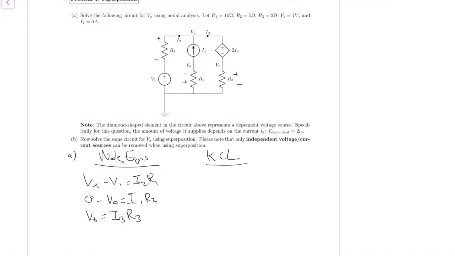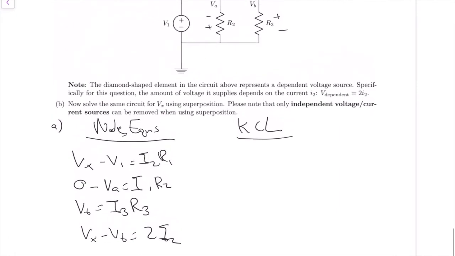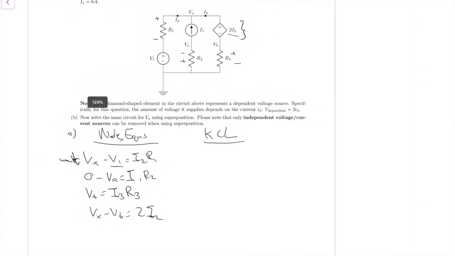And there's one more equation we can write, which is for this source right here, which is that the voltage across it, so Vx minus Vb, is going to be 2I2, because that's what we're basically told that this voltage source is going to do. So things to notice here is we know V1, we're looking for Vx, and we have two equations that relate I2. All right. With those in mind, let's do some KCL.